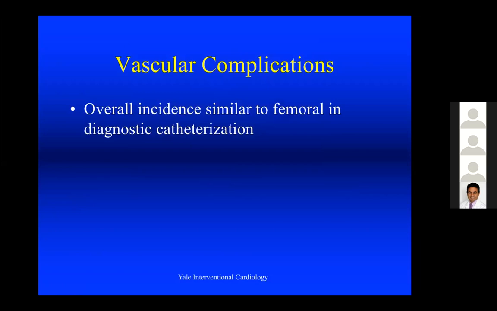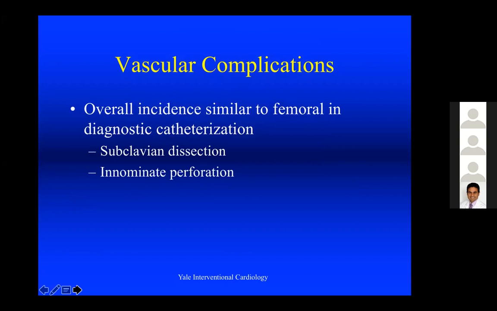Vascular complications, the overall incidence is similar to diagnostic cath. There's not a big difference. You can have subclavian or innominate dissection or perforation as you navigate. Radial perforation is not uncommon, but is usually a minor issue. I've seen a couple of pseudoaneurysms in the radial, but they're the tiniest thing ever, and you can usually make them go away just by a little pressure for an hour or two.